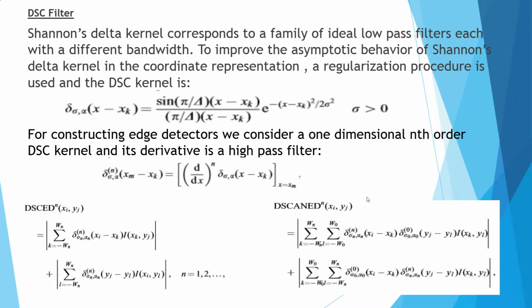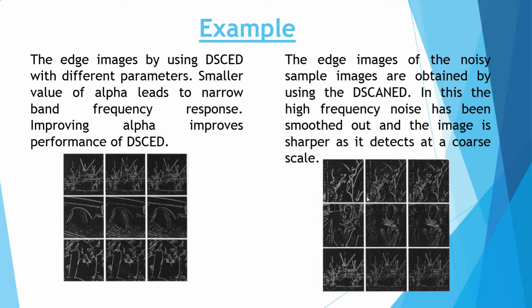For constructing edge detectors, we consider a one-dimensional nth order DSC kernel, and its derivative is a high-pass filter. The equations for forming the DSC-ED and the DSC-ANED are shown on the screen. Now let's look at an example.